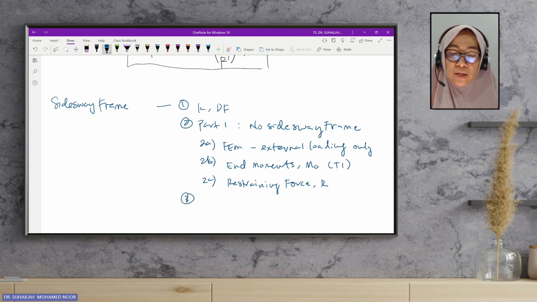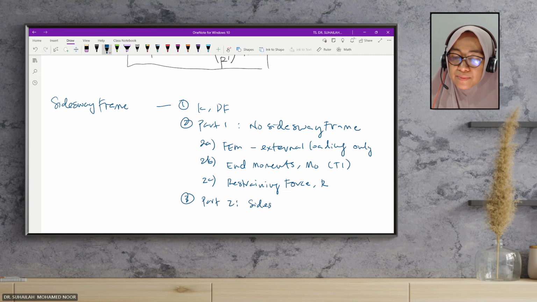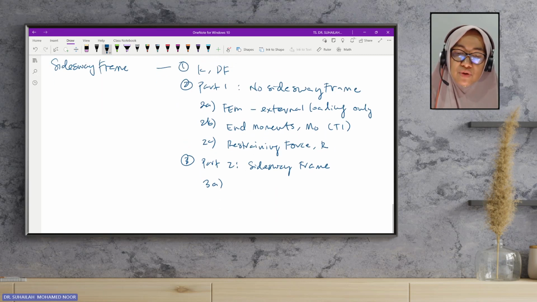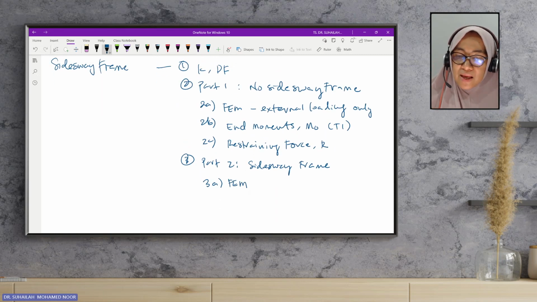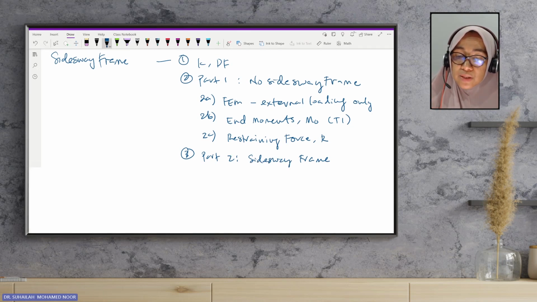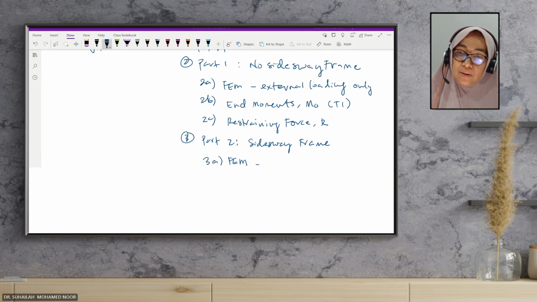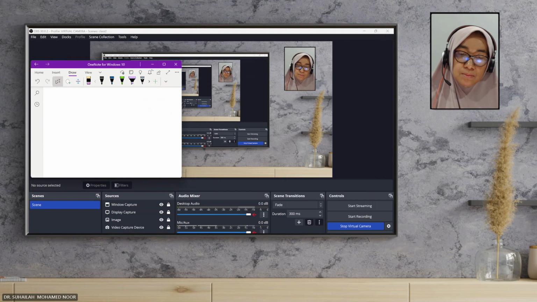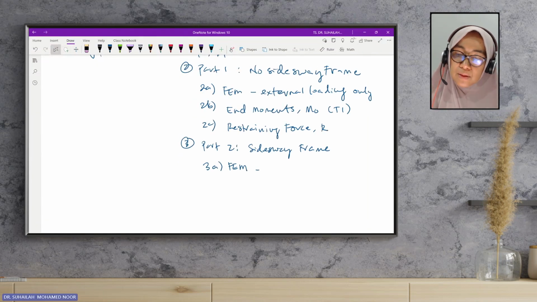Step number 3 is part 2. Part 2 is a sidesway frame. Okay, so this is 3A. 3A is FEM, and this is due to sidesway, due to delta sidesway.